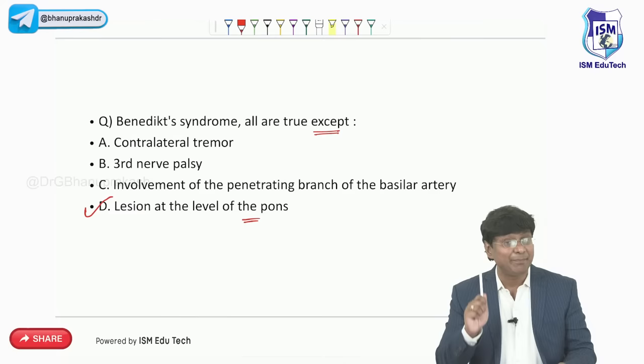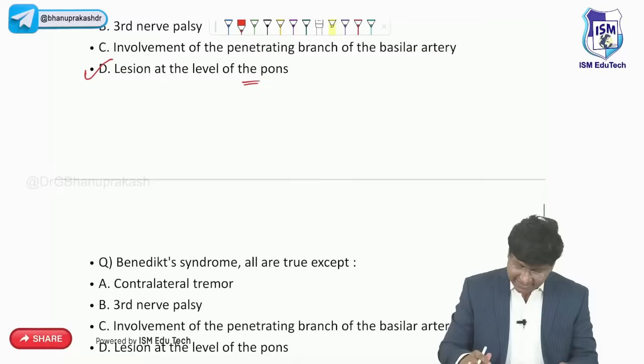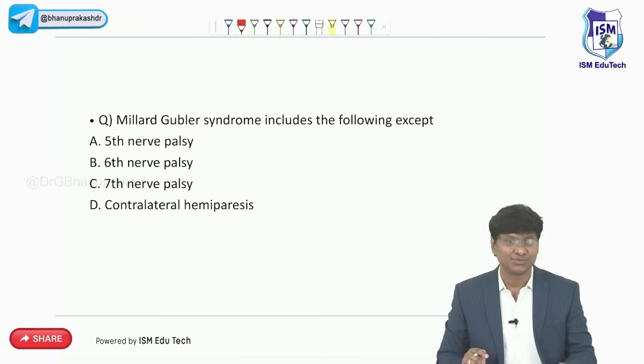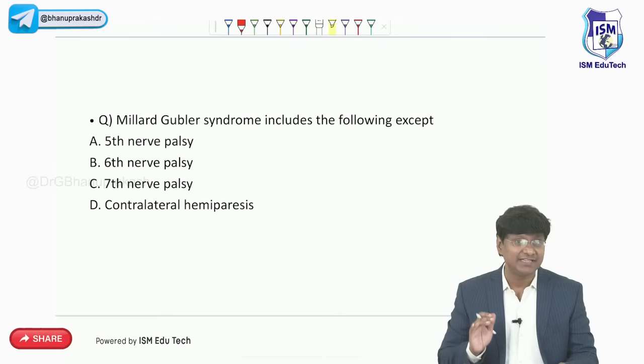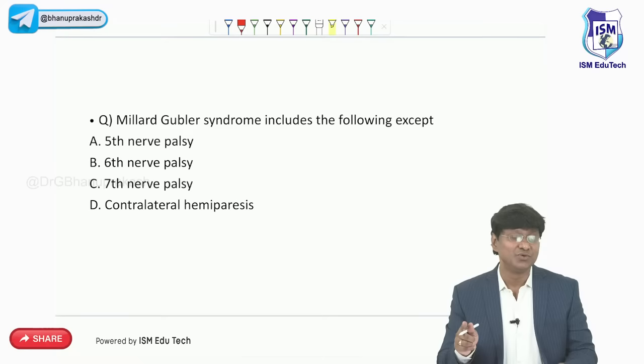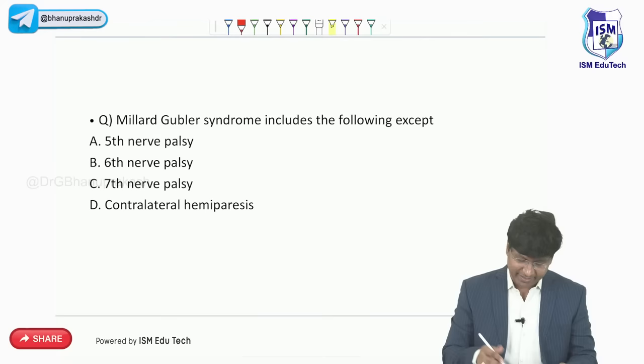Next, now let us discuss the pontine syndromes. If you take the pontine syndromes, one among that is Millard-Gubler syndrome. Millard-Gubler syndrome includes the following, except, which among the following is not the feature of Millard-Gubler syndrome? Fifth nerve palsy, sixth nerve palsy, contralateral hemiparesis. Any one of you? Right. In Millard-Gubler syndrome, you don't have the involvement of the fifth nerve. It is the sixth, seventh and corticospinal tract.